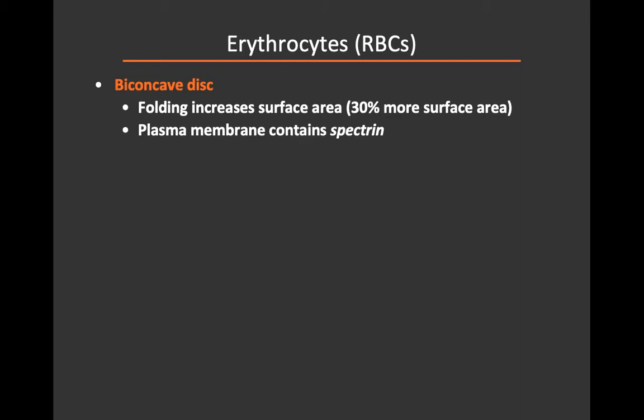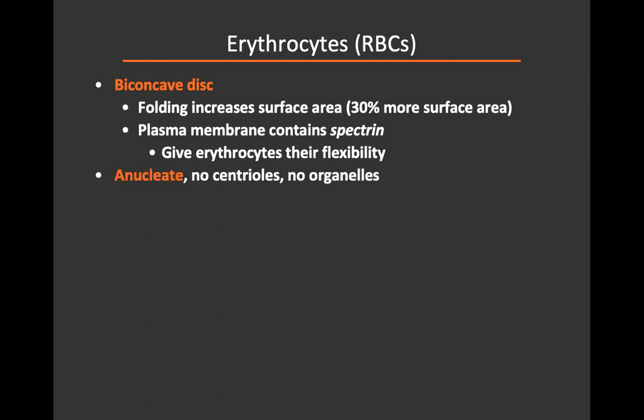The membrane contains a protein called spectrin, and that helps to give the erythrocyte its flexibility. It doesn't have a nucleus, remember, because we spit that nucleus out in the third phase, and so our erythrocyte is anucleated. It doesn't have any centrioles, it doesn't have any organelles, and we need to get rid of all of those things because, first of all, erythrocytes don't go through mitosis, so it doesn't need a centriole.